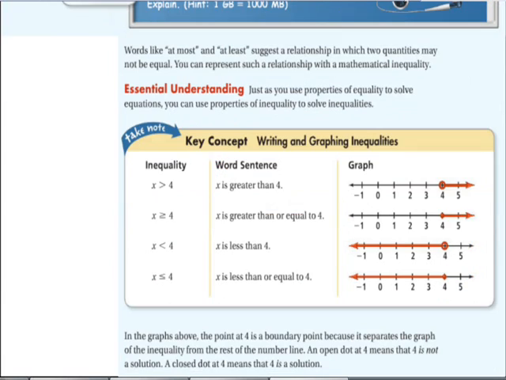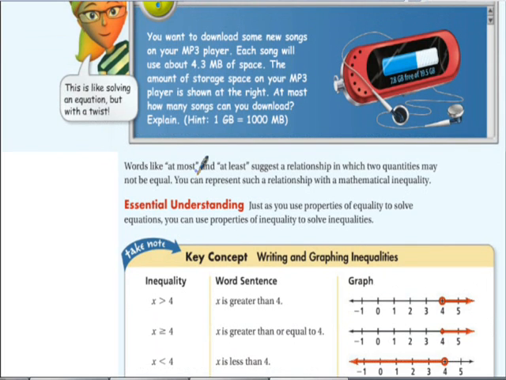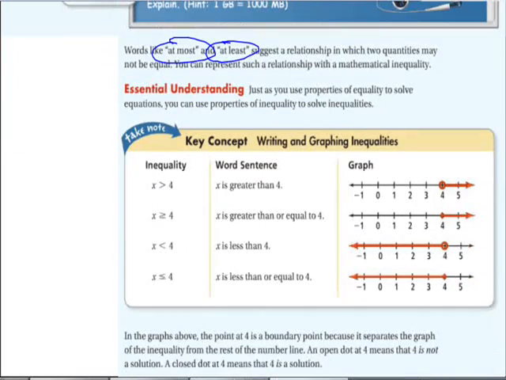Essential understanding. Essential means things that we have to know. Words like at most or at least are like the keywords in a word problem that are going to clue you into an inequality being part of the problem. So just some basic reminder stuff, and this is stuff you guys know.